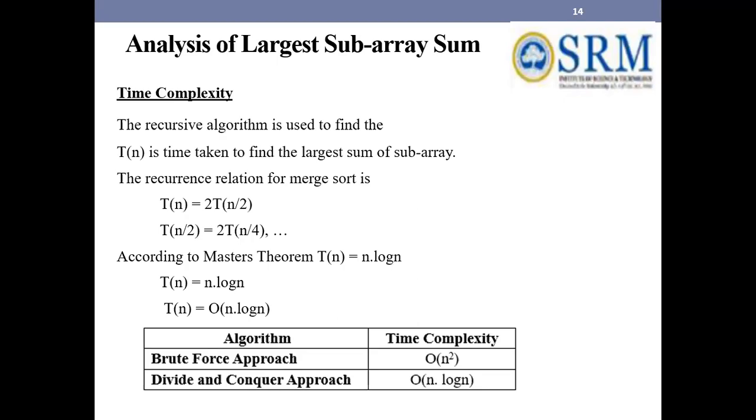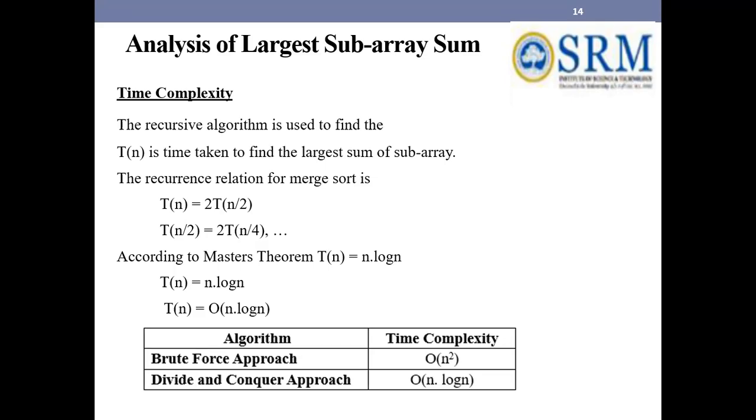So here we are using the divide and conquer approach. There are n elements. In each iteration the number of inputs is reduced by half, that is n by 2. Again n by 4, n by 8, like that it will go. And since this is a recursive algorithm, to find the largest subarray sum, the recurrence relation is T of n equals 2 T of n by 2. Again, T of n by 2 means 2 T of n by 4. Like that it will go. If you solve this equation, we get T of n equals n log n.